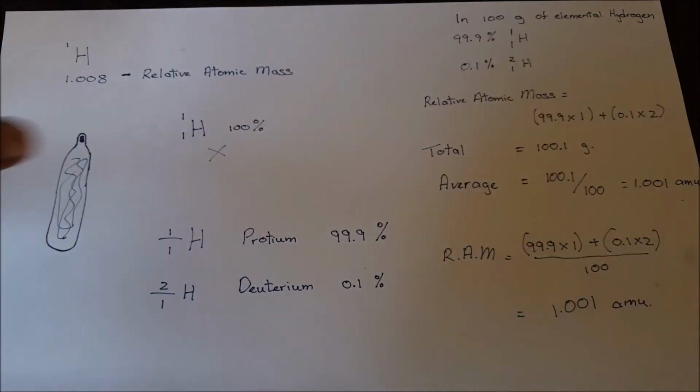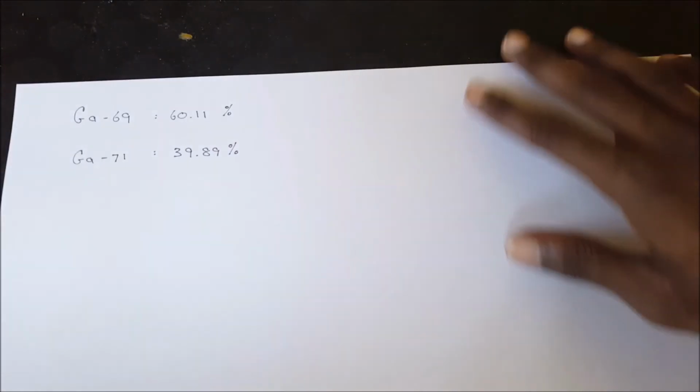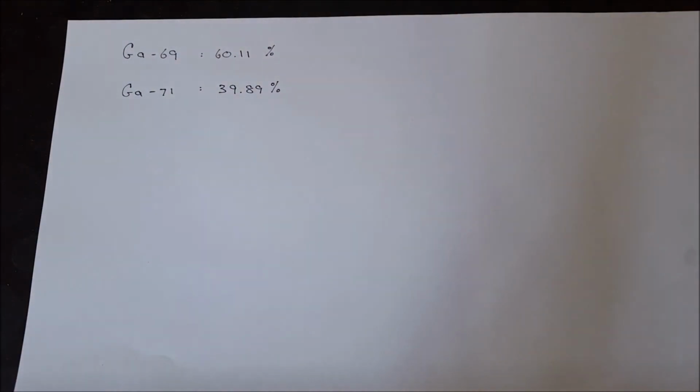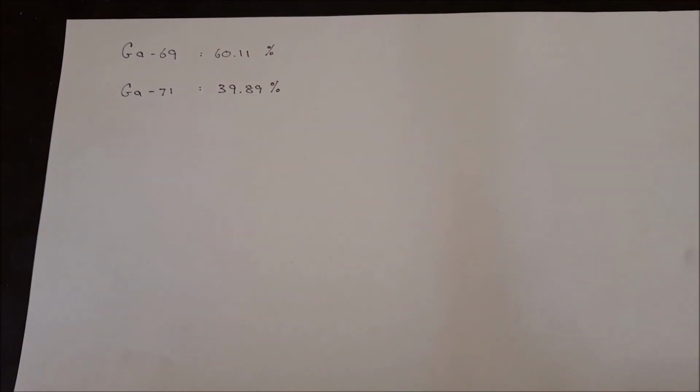You guys can take a try with this one. This is gallium. It's an element found right under aluminum. You can take a shot at it. You have gallium 69. You have your mass number and abundance of gallium 69, and your mass number and abundance of gallium 71. So you guys can give that a try.